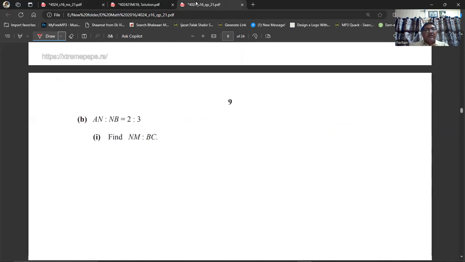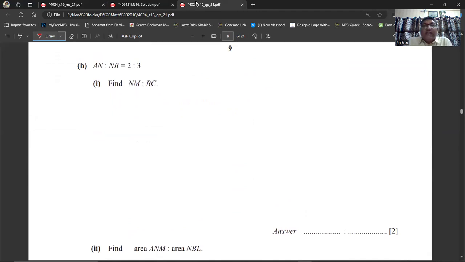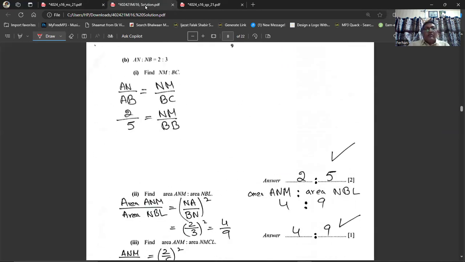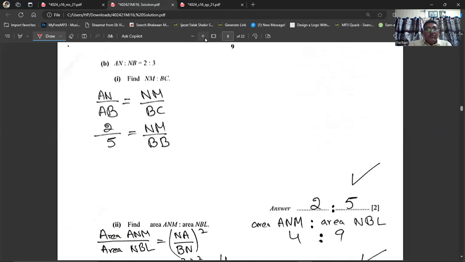Now we are going to the next part. He says, if AN ratio NB is 2:3, find NM ratio BC. From the similarity, I know that AN divided by AB will be equal to NM divided by BC. AN value is 2, NB value is 3, so AB is 5. So the ratio between NM and BC will be 2:5. I can show you from here also.